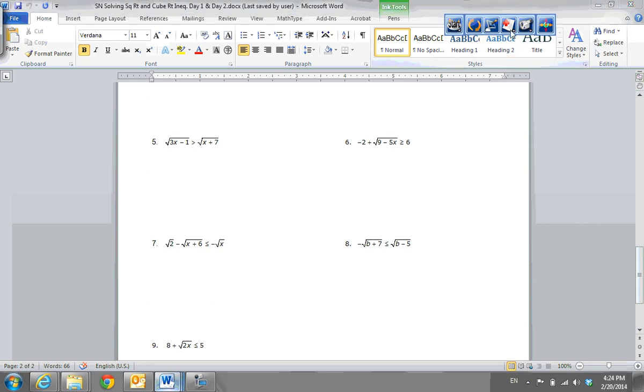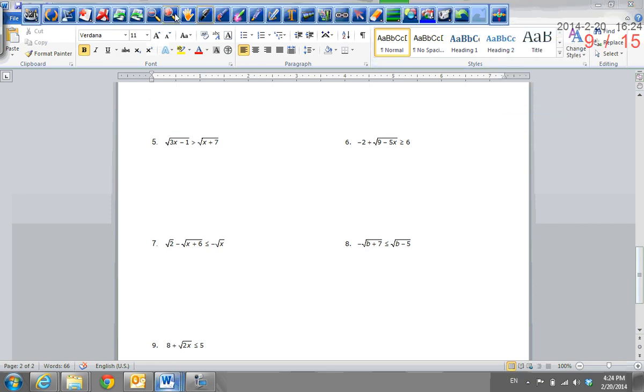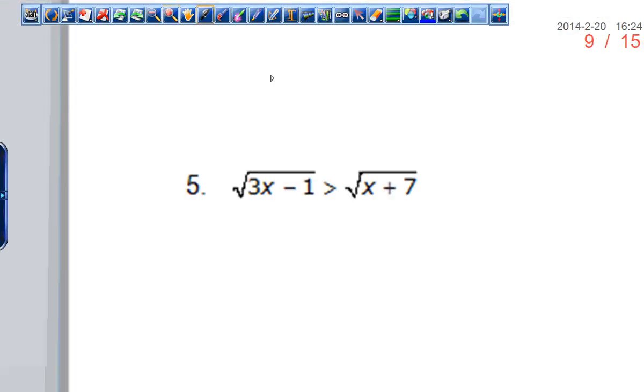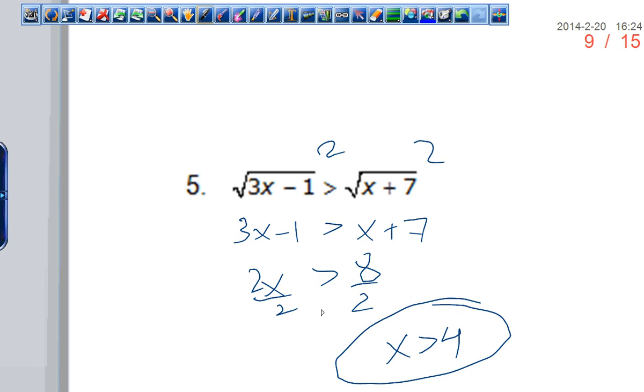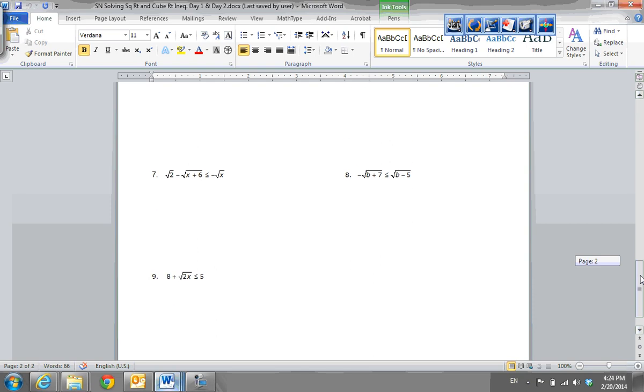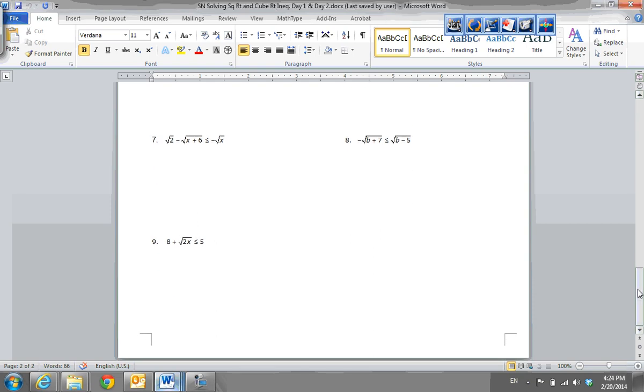What about something where we got a square root on both sides, like number 5? Works the same way. Square it, square it. So 3x minus 1 greater than x plus 7. Subtract x, I get 2x. Move 1 over, get 8, divide by 2. And x has got to be greater than 4. So anything bigger than 4 satisfies that this side is going to be bigger than this side. Yeah, that's pretty much it.